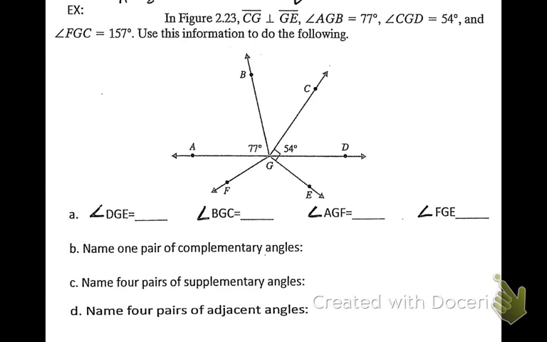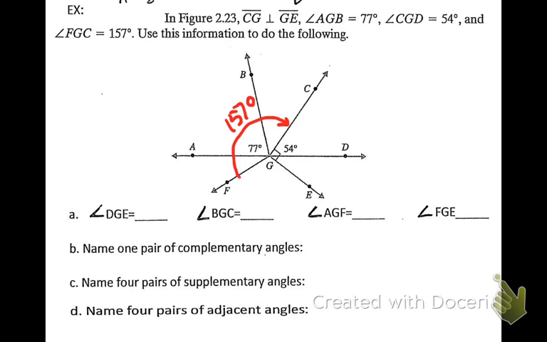So in this figure, CG is perpendicular to GE, that's shown. AGB is 77. It's marked already, I don't need to mark it. CGD is 54. That's marked. And FCG is 157, so we can mark that one. FCG, this angle from there to there, is 157 degrees.